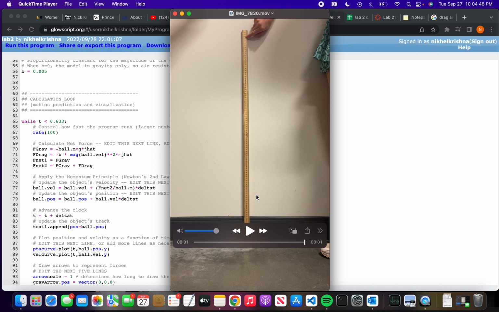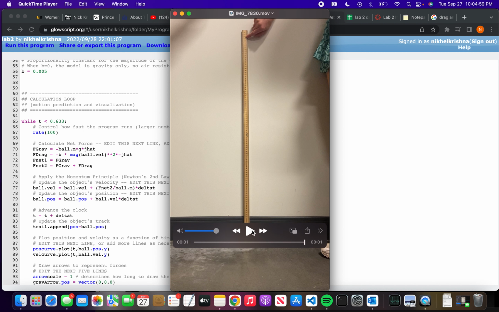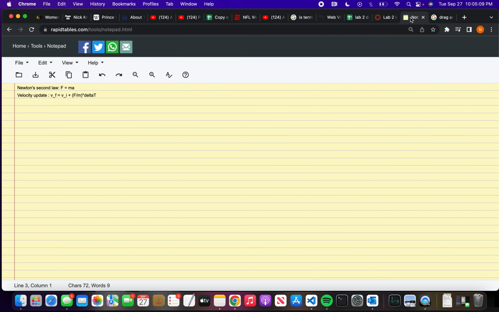Hi, this is Lab 2, Motion of a Falling Object, where we analyze the movement of an object at a non-constant velocity. Here is the video of our object in motion. And first, we outline some of the fundamental physics principles we'll be dealing with.